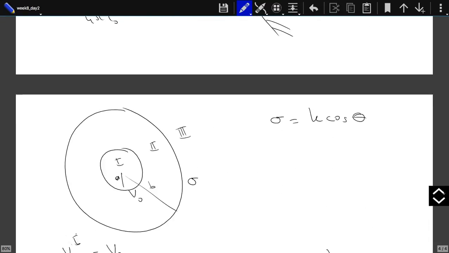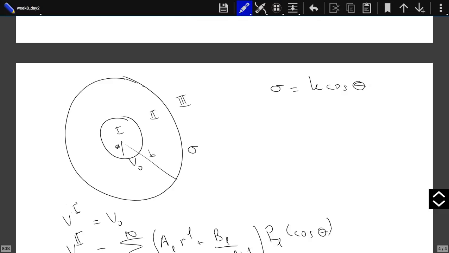If you look at our problem, now we are looking at this boundary at r is equal to b. The normal vector is the radius vector. So I'm just putting it this way. When I'm talking about the outside of the surface, I'm approaching the surface from region 3. When I'm talking about the inside of my surface, I'm approaching the surface from region 2.